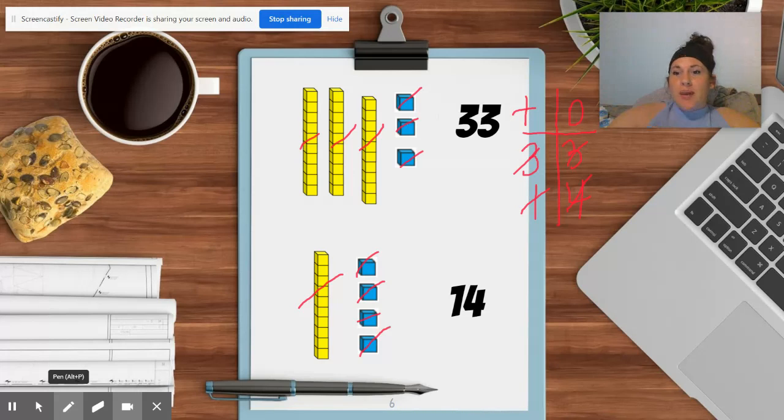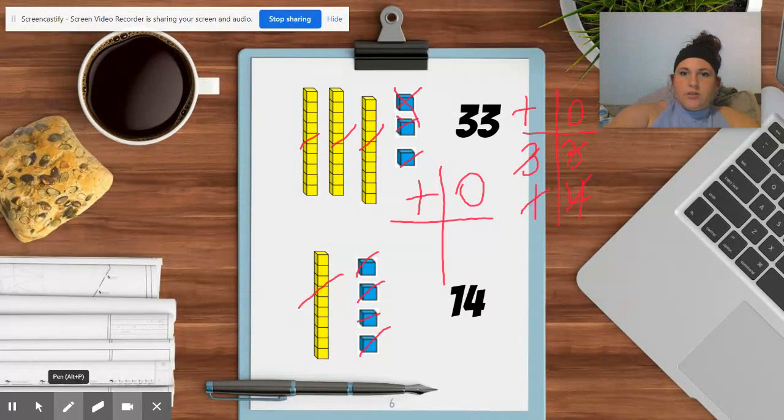You can follow that same pattern by just taking all of the tens and all of the ones together and putting them in that tens and ones column. So there's our tens column, there's our ones column. Let's count all of our ones together. 1, 2, 3, 4, 5, 6, 7. 7 ones. And let's count all of our tens. 1, 2, 3, 4.